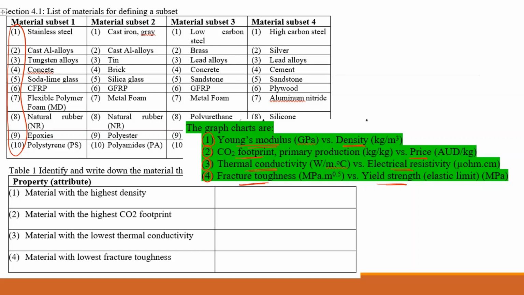After plotting the graphs, we have to answer these questions. So we need to select the material with the highest density, the material with the highest CO2 footprint, the material with the lowest thermal conductivity, and the material with the lowest fracture toughness. First, let's see how to plot the graphs. We'll go back to the software.